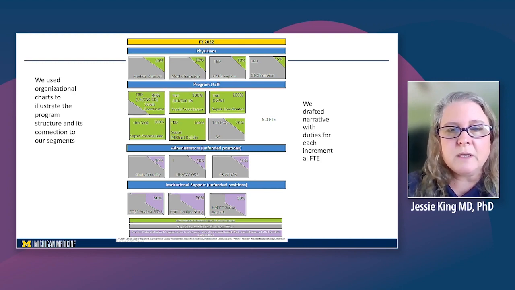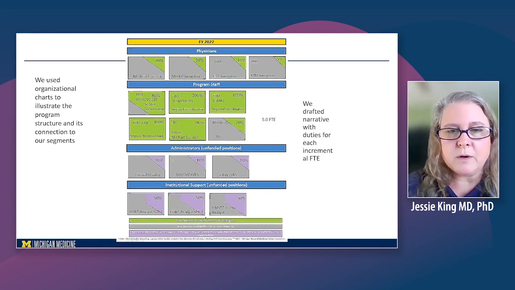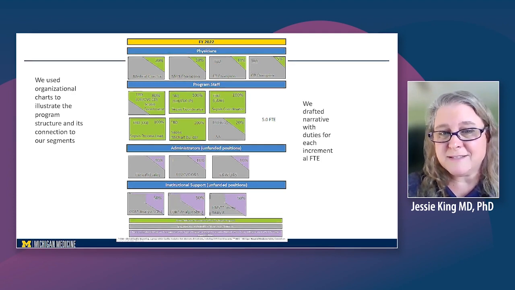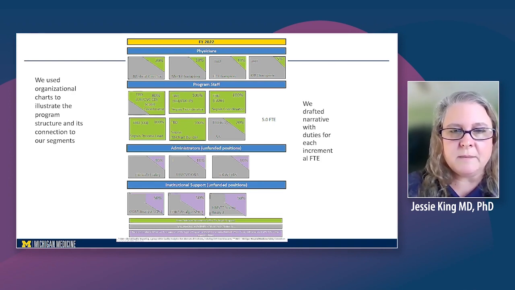We also included unfunded positions, or positions that already existed within the hospital institution, and asked for a portion of their effort to be dedicated to our sepsis program. So we have both the quality and safety officers for UHCVC, as well as the Women and Children's Hospital, with a portion of their effort to be focused, as well as a clinical quality administrator.